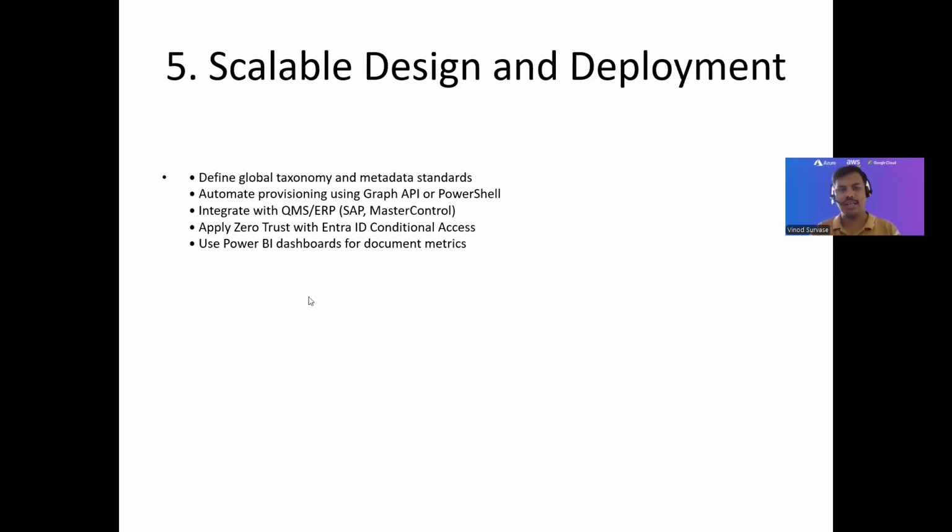So to do that, there are different ways to automate the provisioning using PowerShell or APIs and integrating with different third-party systems, including QMS, ERP, SAP, or master controls. And definitely there should be the right set of security controls as well, including zero trust with Entra ID, conditional access policies, and dashboards for document metrics, showing where documents are being utilized, modified, and shared, so that organizations can gain visibility and put different controls on them as well.